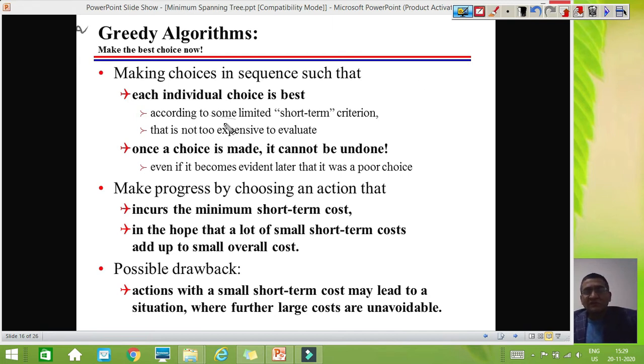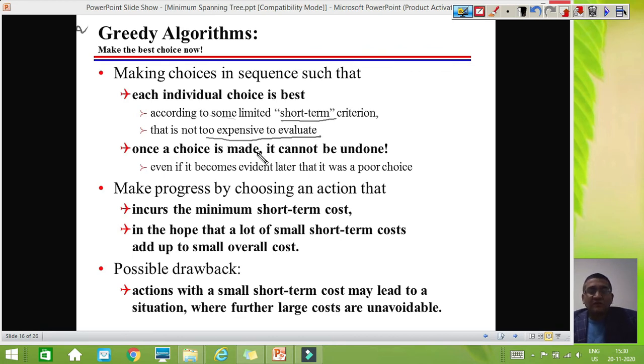Now what this algorithm or strategy does is, at every stage you need to look at the possible options at that stage, and then you have to select the option which is of minimum cost. When you say minimum cost, it can be in terms of distance, in terms of time, meaning that it will be less costly. Minimum cost means that it is not too expensive to evaluate. Once a choice is made, it cannot be undone.